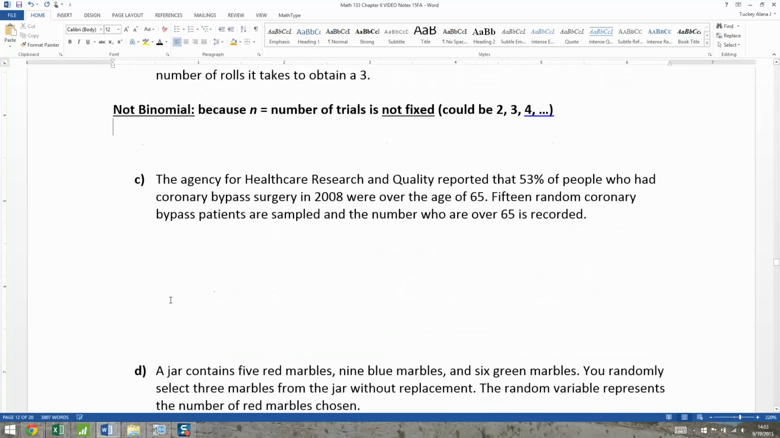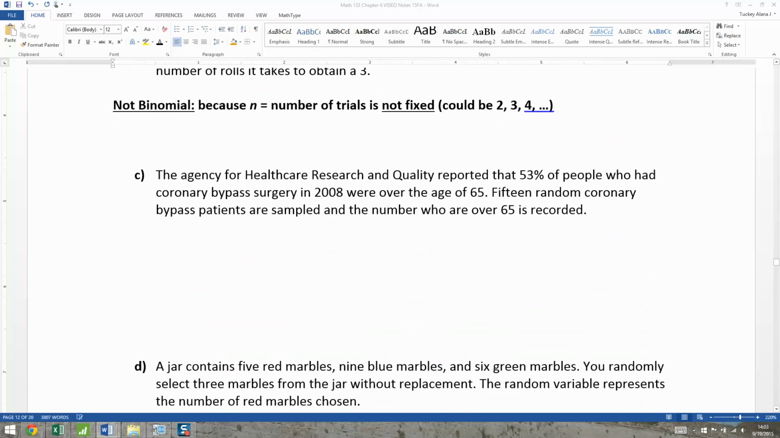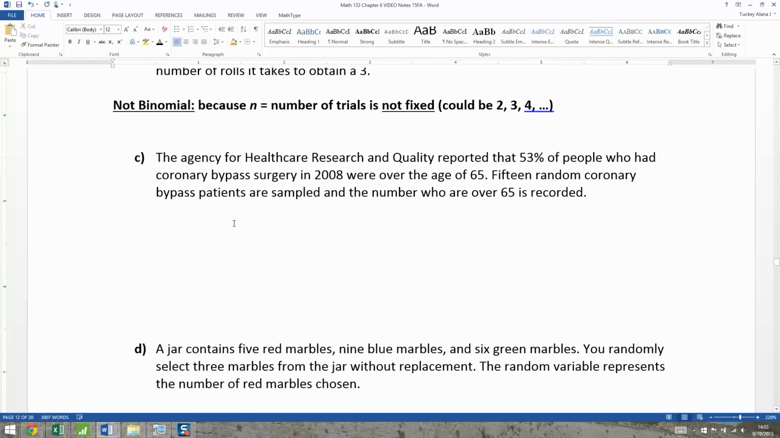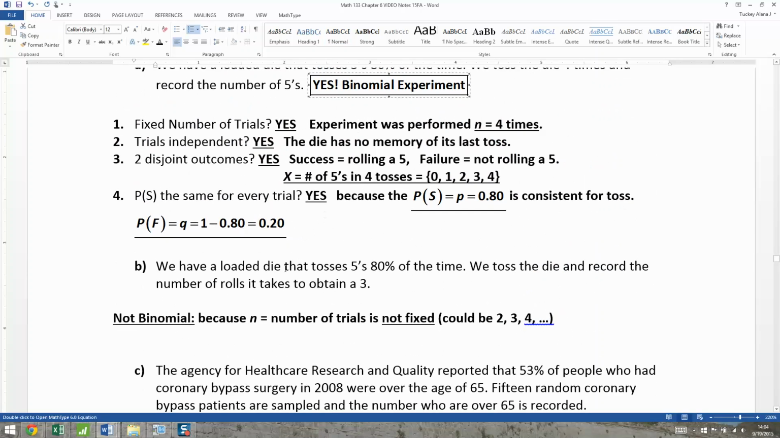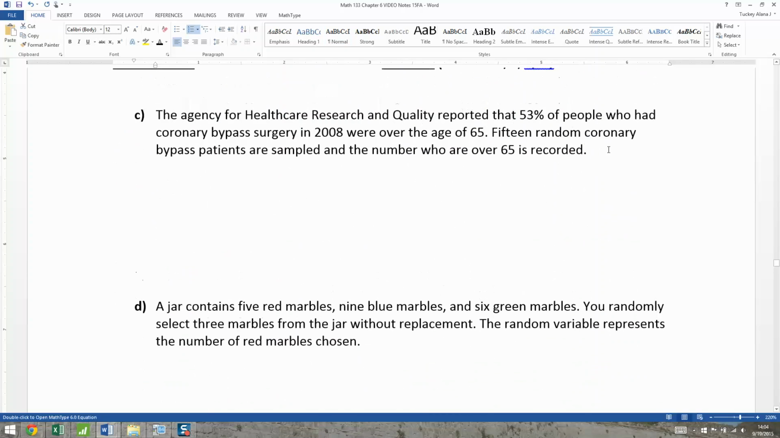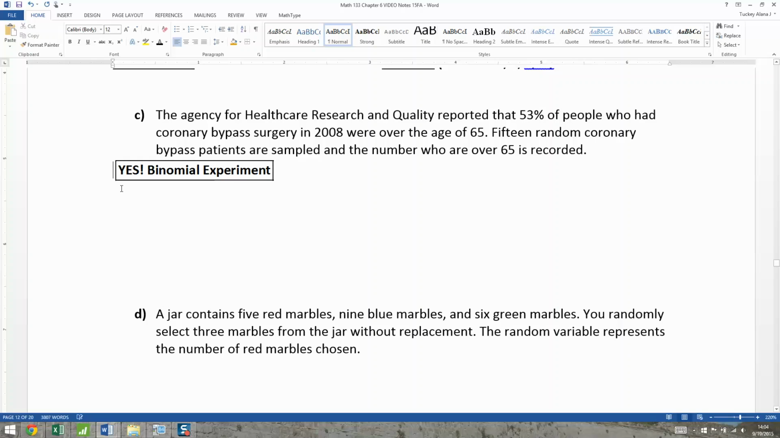All right. What about this one: the Agency for Healthcare Research and Quality reported that 53% of the people who had a coronary bypass surgery in 2008 were over the age of 65. 15 random coronary bypass patients are sampled, and the number who are over 65 is recorded. Just going to give you the idea here. This one is also binomial. So why is it binomial? Well, we're going to have to show it. It's going to answer all of our items.